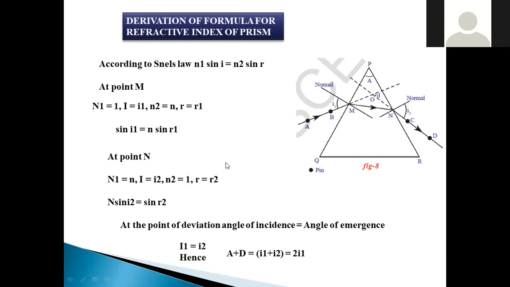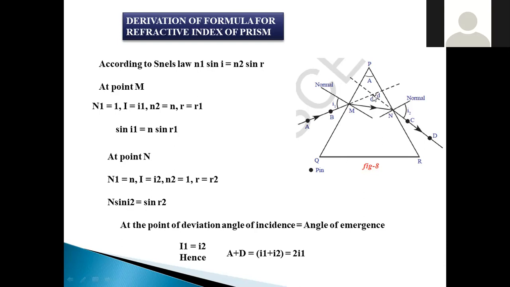Now let us consider the second point N, where N1 is equal to N. Here N1 is denoted with N and the angle I is given as I2. At this point, the angle is the angle of emergent light. N2 is given as 1, and R is given as R2 here. The angle of refraction is R2 at this point N. When we apply Snell's law here, N1 is nothing but N, sine I is sine I2, and sine R2, because the N2 value is 1 only. So N sine I2 is equal to sine R2, right?